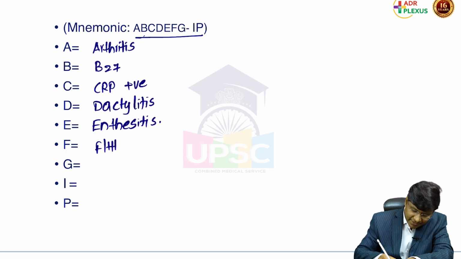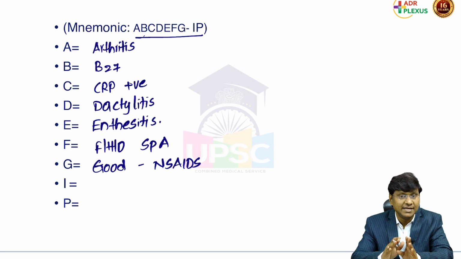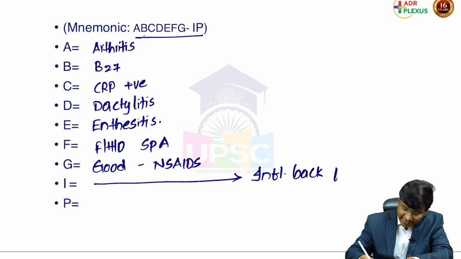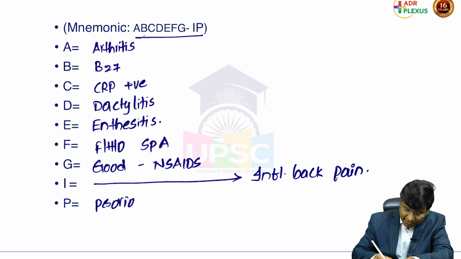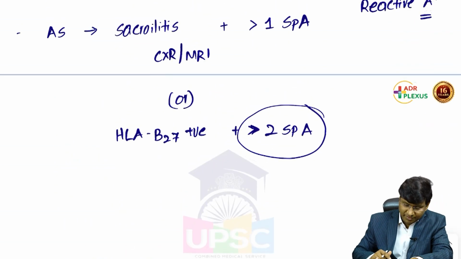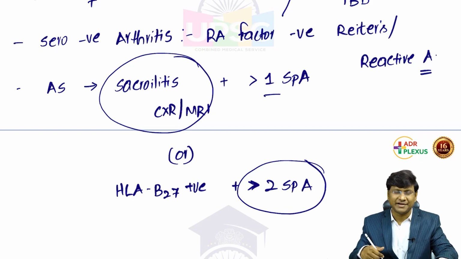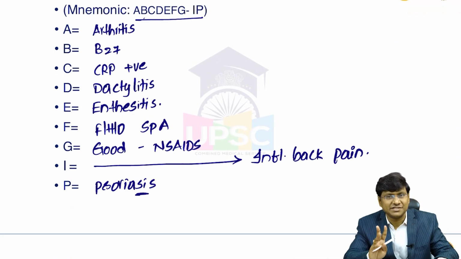And F stands for the family history of spondyloarthropathies, and G stands for these patients, they have a good response to the NSAIDs, that is non-steroidal anti-inflammatory drugs, and the word I stands for the inflammatory back pain, and P is the psoriasis. So now to call it ankylosing spondylitis, what you have to remember here, there should be sacroiliitis on imaging, along with more than one spondyloarthropathy feature, whatever I have just discussed. Or if HLA-B27 is positive, there should be more than two spondyloarthropathy features that should be positive.